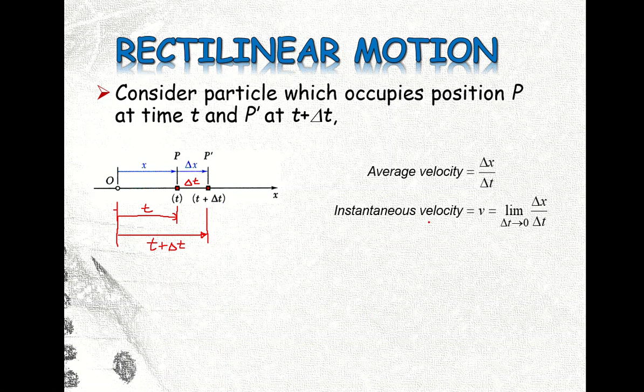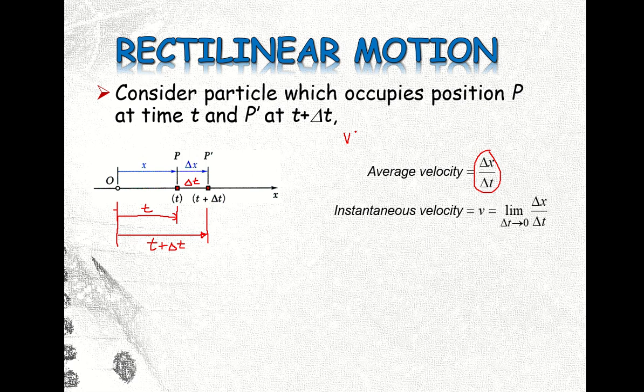So the instantaneous velocity, we have v, or in our previous discussion we use v sub t, right? So this is equal to the limit of this ratio as delta t approaches zero. So that is what we call instantaneous velocity.